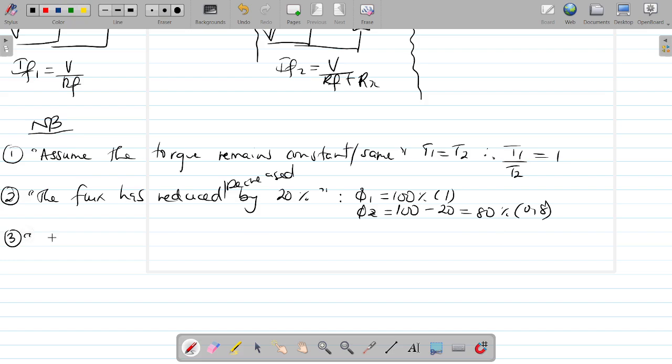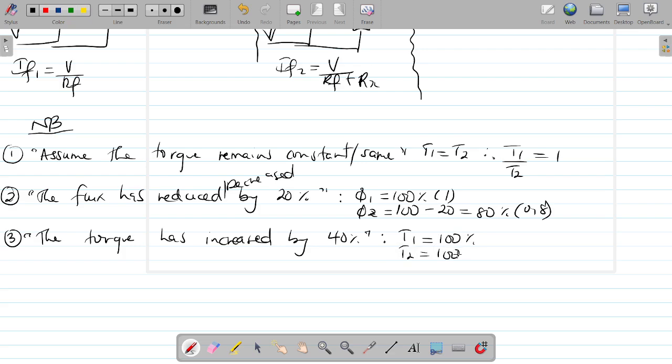Number 3, they can say the torque has increased by, let's say, 40%. We're speaking of a percentage value. So you're still saying your T1, since we're speaking of torque, T1 is still going to be 100%. So if it's increasing, it's going to be 100 plus 40, which is going to be 140%.